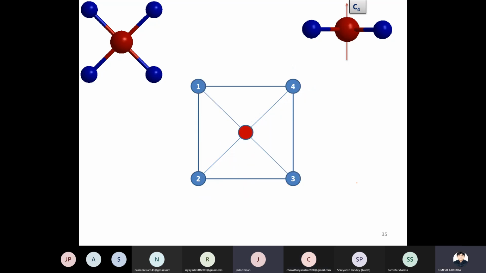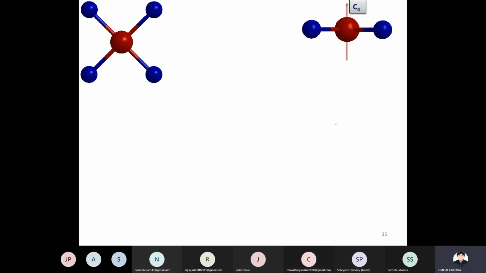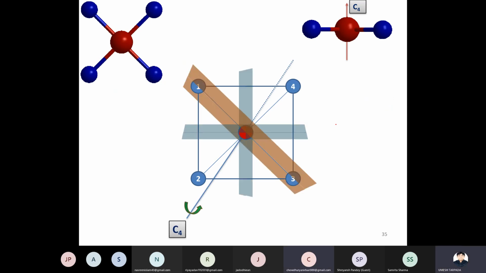Now coming back to the definition of the sigma D plane. Second point: if a molecule has more than one type of sigma V, then the plane which is passing through the minimum number of atoms is called sigma D. Okay? You see your answer.